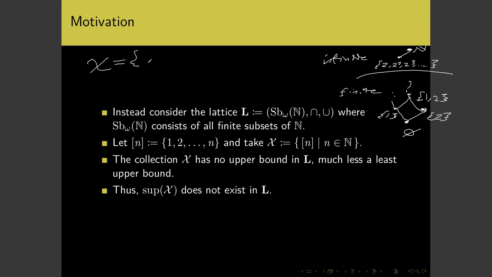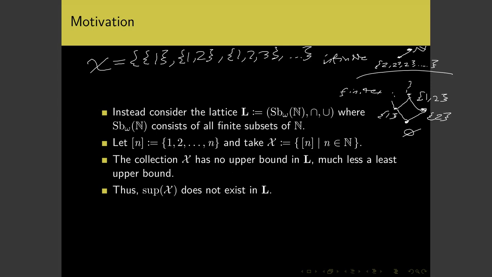If we consider this collection, which has all of these initial sections of the natural numbers, if you'd like to think of it that way, {1}, {1, 2}, {1, 2, 3}, and so on forever, then this collection X has no upper bound in L if L is only the lattice whose elements are the finite subsets of the natural numbers. And so if X has no upper bound, it certainly doesn't have a least upper bound because it has no upper bound at all.